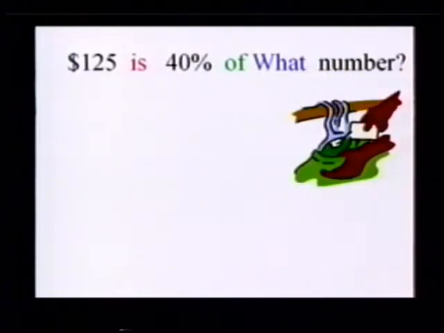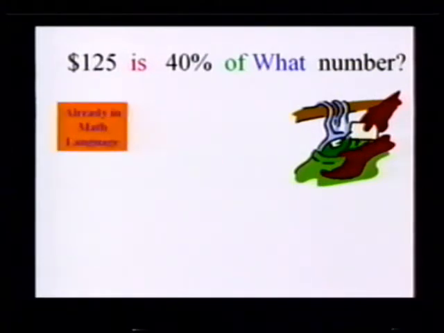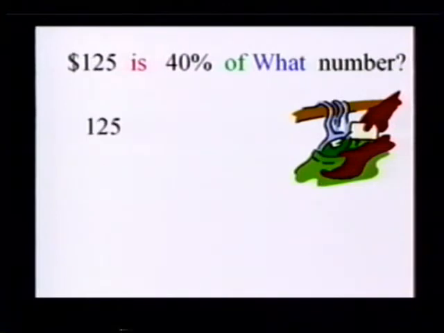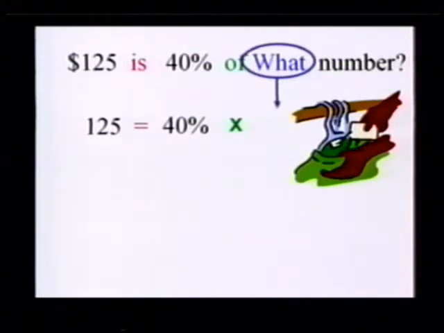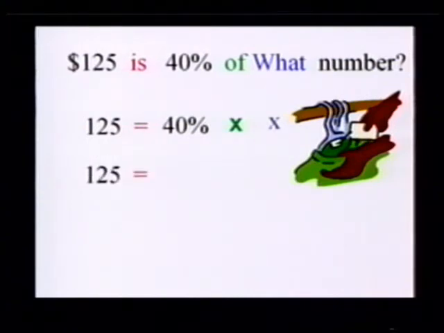Okay, here's a totally different problem, but our same 3 interpretations are going to work no matter what. Now, 125 is 40% of what number? Let's see. 125, already in math, 125 is equals 40%, already in math language, of, remember your old buddy of, always converts to times, and what number? It's going to convert to a letter. You never know what you're going to get. Any letter, really.